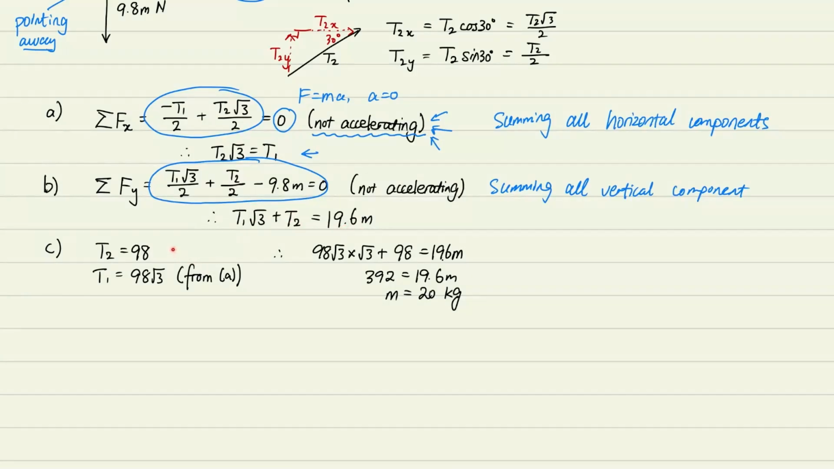And the third part is simply substitution. Depending on whether the question provides you with the value of T1, T2, or M, you may need to do simultaneous equations with those two equations there. Hopefully that helped.